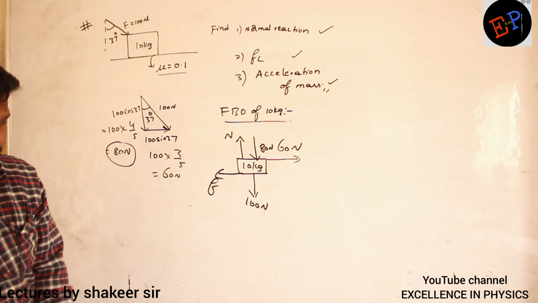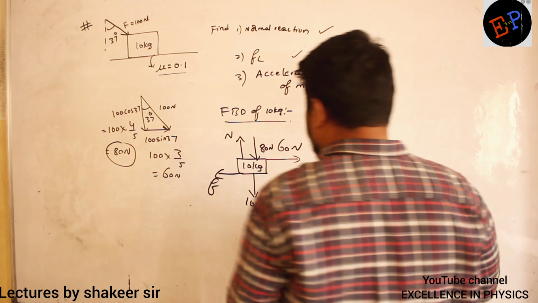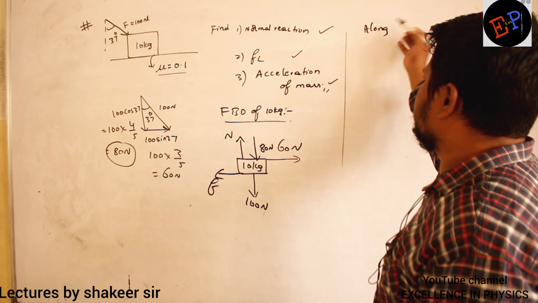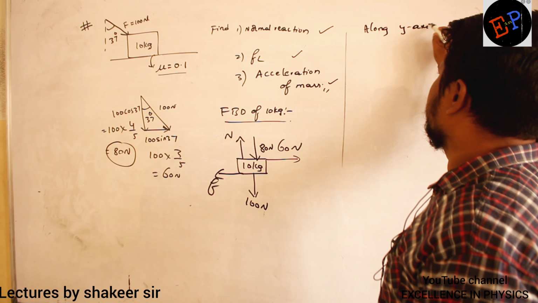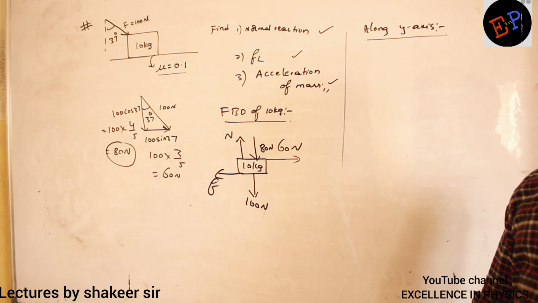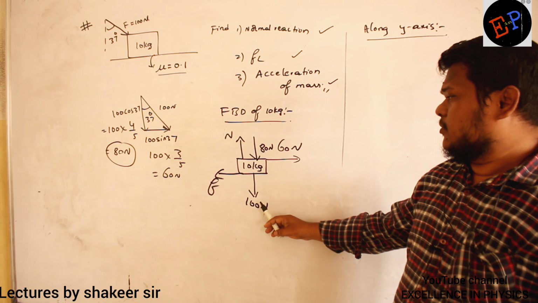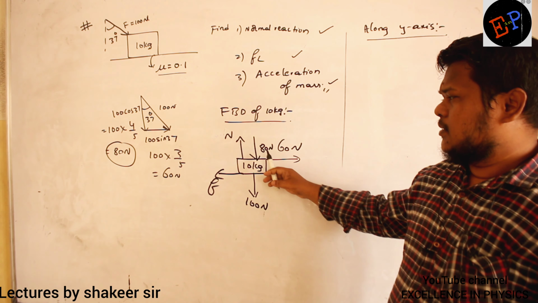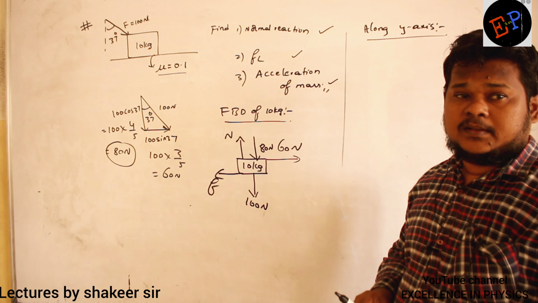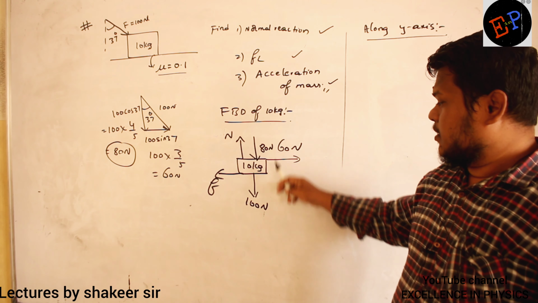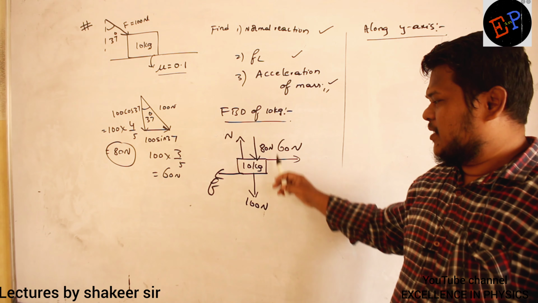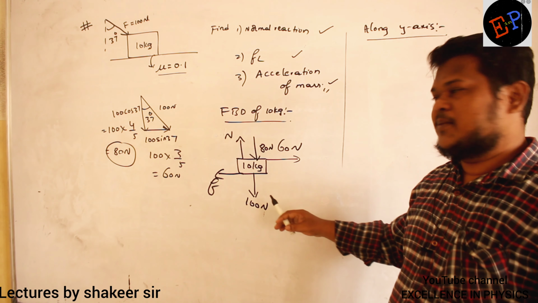Okay. Now we will study the forces along the x-axis and the forces along the y-axis. First we will take the y-axis. Along the y-axis, can you say what are the forces acting? 100 Newton, 80 Newton, normal reaction. Now can you say what is the relation between them? 180 minus N is equal to 0.